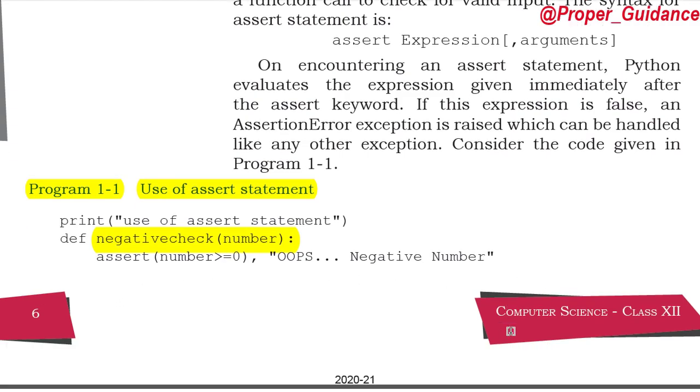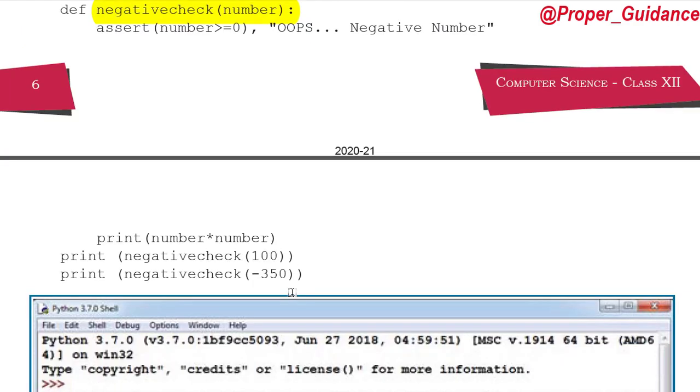Oops, negative number. If this assert statement is false, then what happens? On encountering an assert statement, Python evaluates the expression given immediately after the assert keyword. If this expression is false, an assertion error exception is raised. So this is the technique of how to use this.